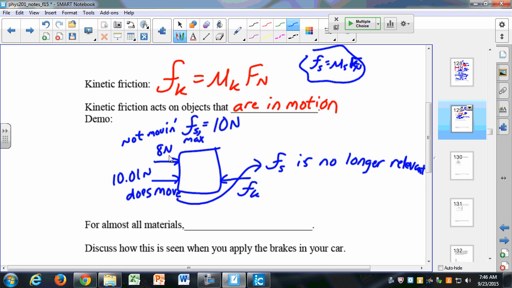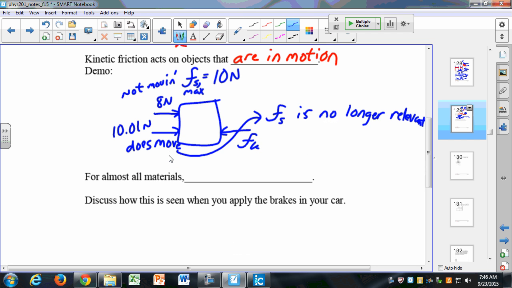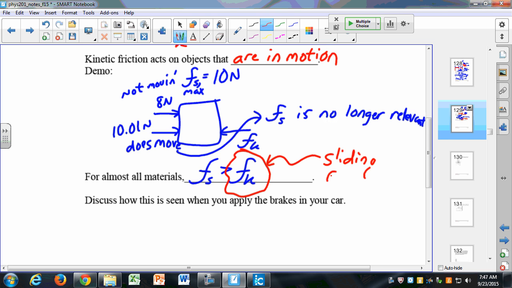Now, for almost all materials, the static friction is bigger than the kinetic friction. For almost all materials, the static friction is bigger than the kinetic friction. By the way, I want to go ahead and nip this in the bud. We'll see this a little bit later, but I want to get you in the habit of thinking that kinetic friction is also like sliding friction. You'll see why when we get to this in just a bit. But you can think of it as sliding friction.